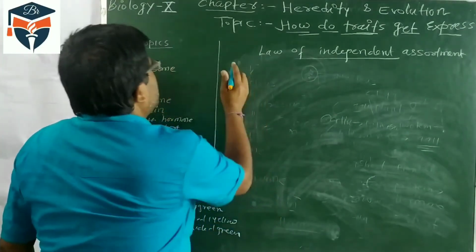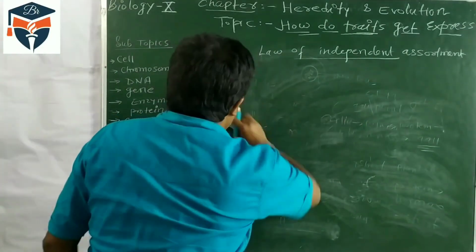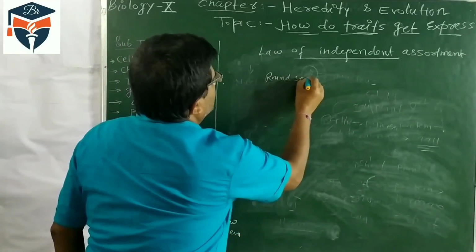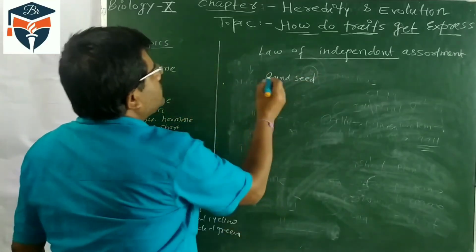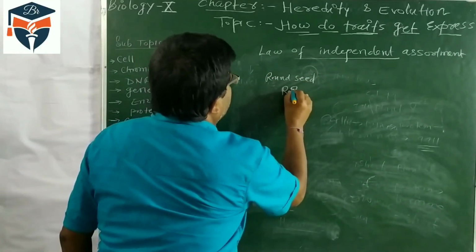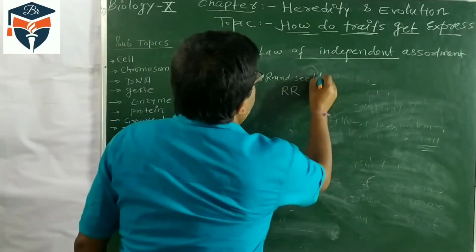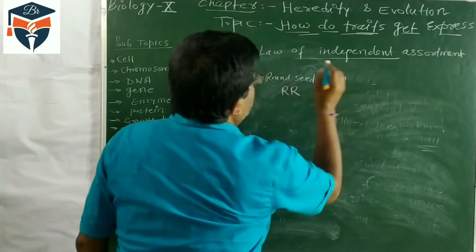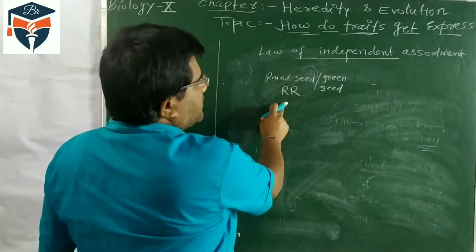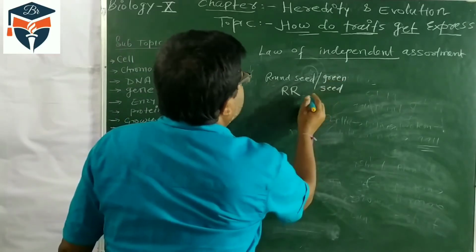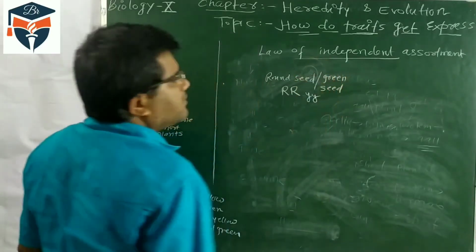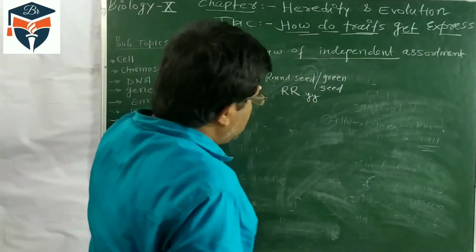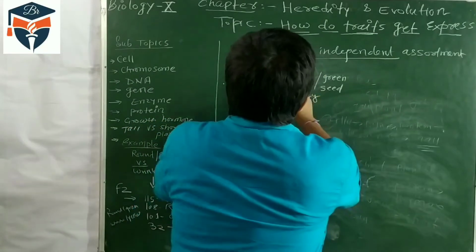Students, in a pea plant, one character is round seed, and this round seed I am depicting with capital R. Another character is green seed. Round seed is the dominant character, expressed by capital R, and green seed is recessive, which I am explaining with small y. This plant, which has round seed and green seed, is crossed with the recessive character.